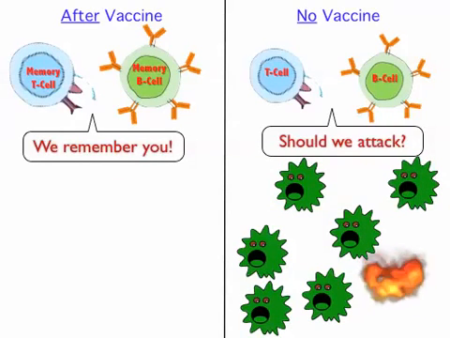The goal of an effective vaccine is to create these long-lived cells so that a person will be protected from the specific pathogens for life.